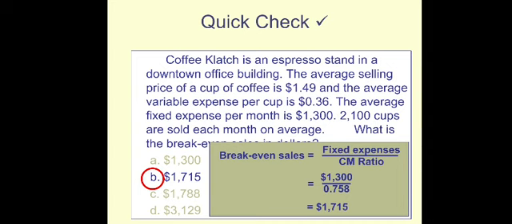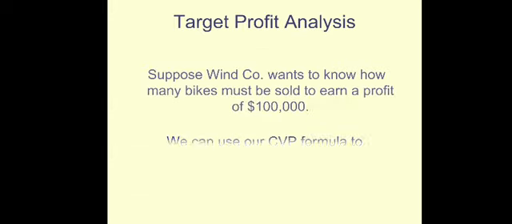you have to calculate the CM ratio. Remember the formula to calculate the CM ratio: unit contribution margin divided by unit price. So in this sample question, the CM ratio is 0.758. So the answer is $1,715, B. Okay, you just have to memorize the formula, and you can answer this kind of question.